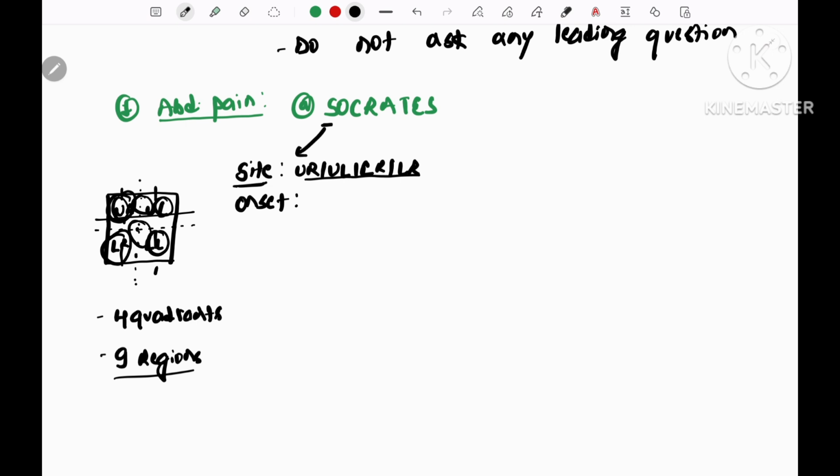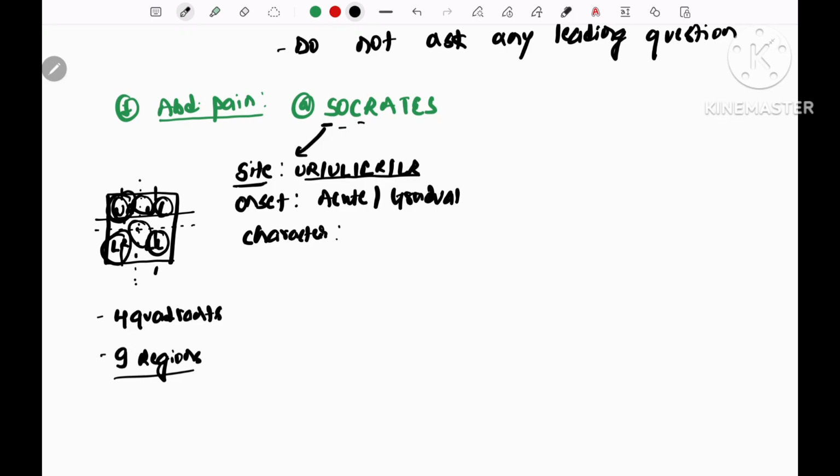How did it start? Is the onset acute or gradual? What type of onset is that? Okay. So that was O, for onset. Now C. C means character. What type of pain is present in the patient?